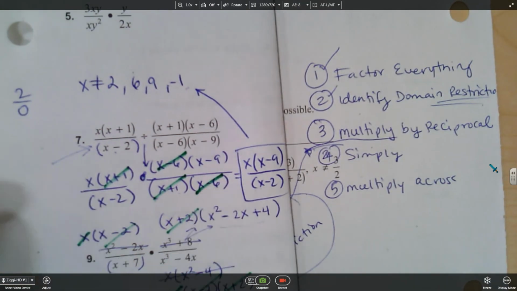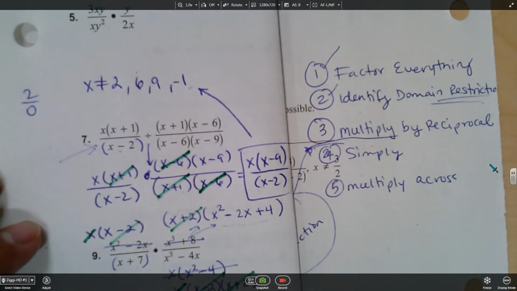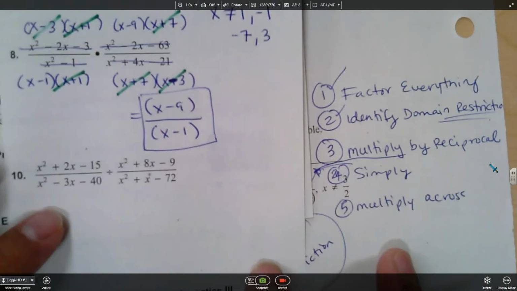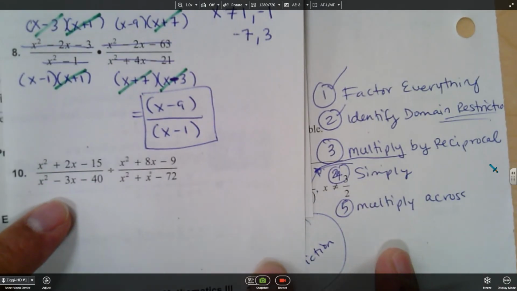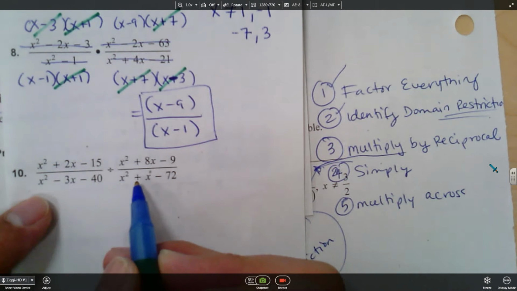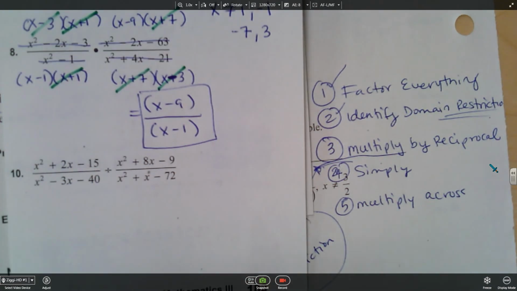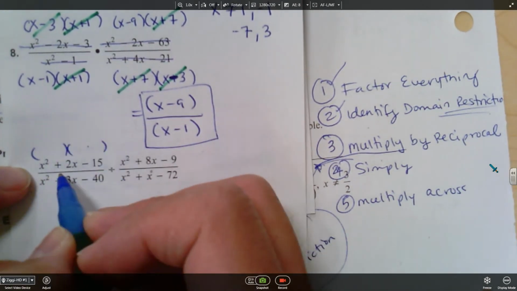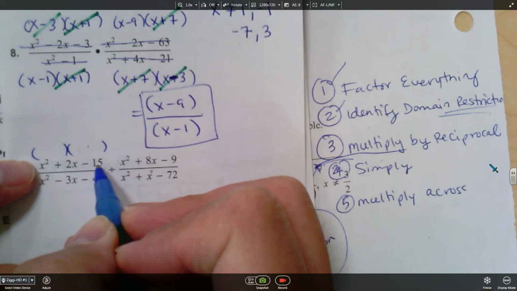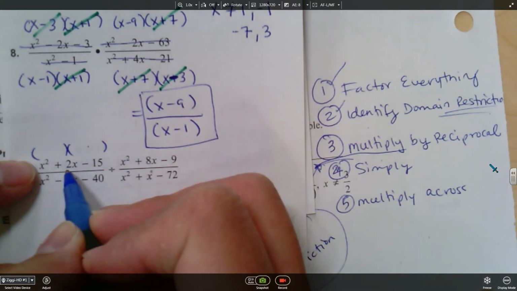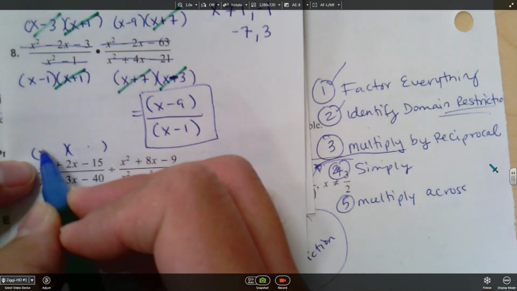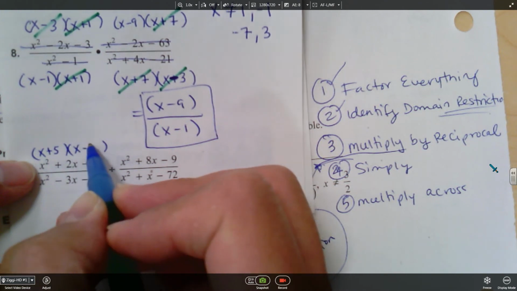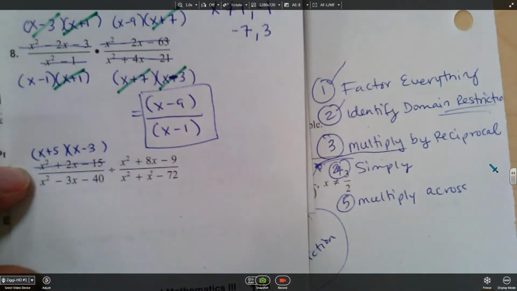Okay, let's try this again with the last division problem right here, number 10. This one's not factored, so we have to factor everything. The top: two numbers that multiply to be negative 15 and add to be 2: 5 and 3. And is the 3 negative? Okay, let's cross that off.